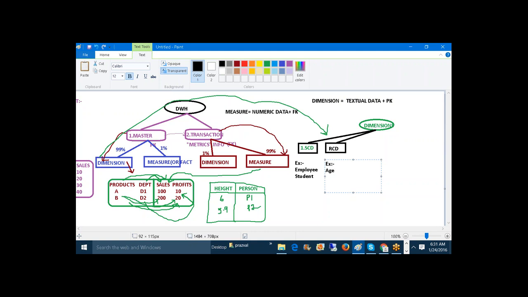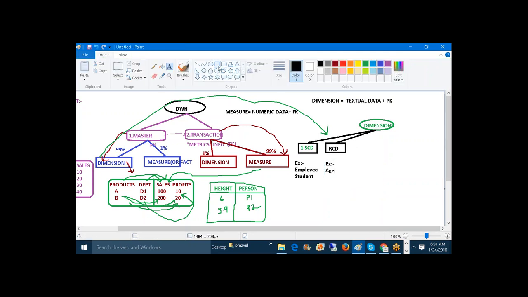So here you may get one doubt. As age is a number, why can't we treat it as a measure? The answer is no, it cannot be a measure, because the age can be calculated based on what? Based on the dates. So always the dates come under dimensions.